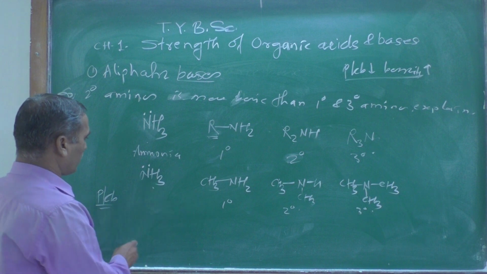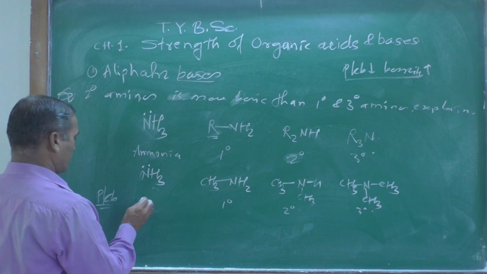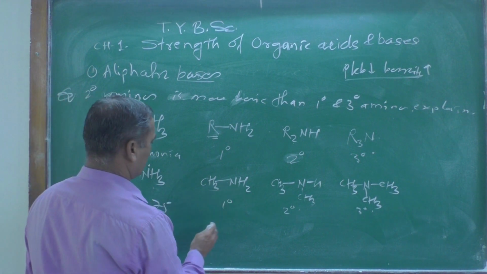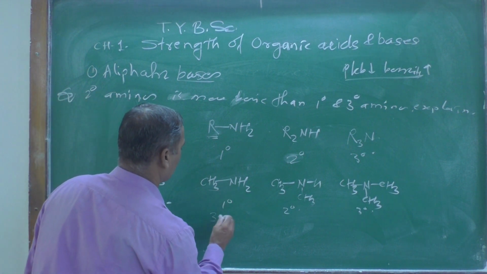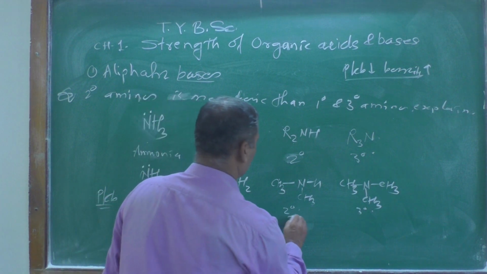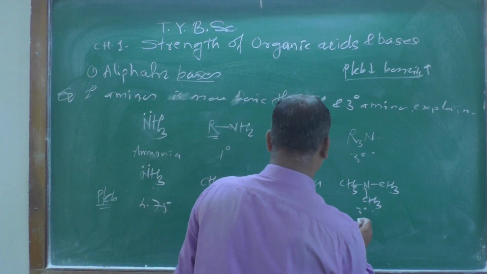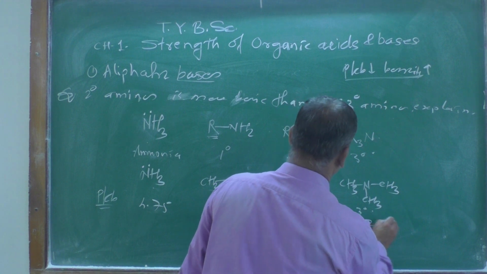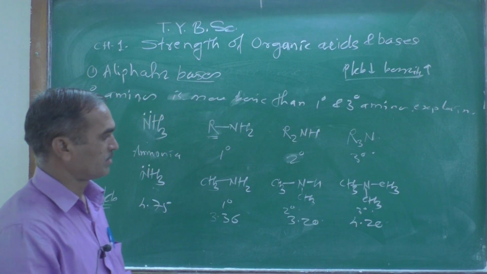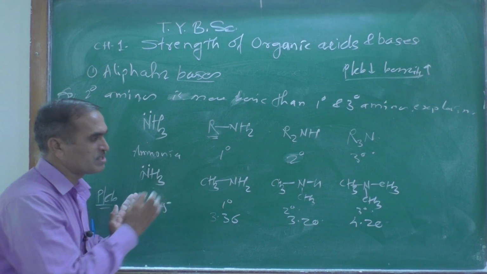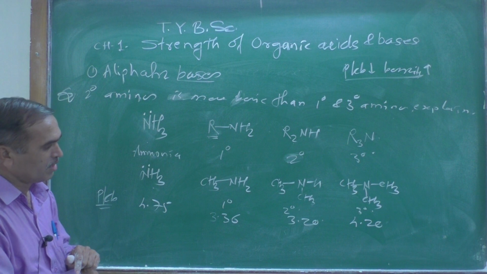Now the pKb value of ammonia, I think, is approximately 4.75. Here it is, I think, 3.36, here 3.20, and this one, I think, 4.20. These are the pKb values. If you observe these pKb values carefully, what do you see?